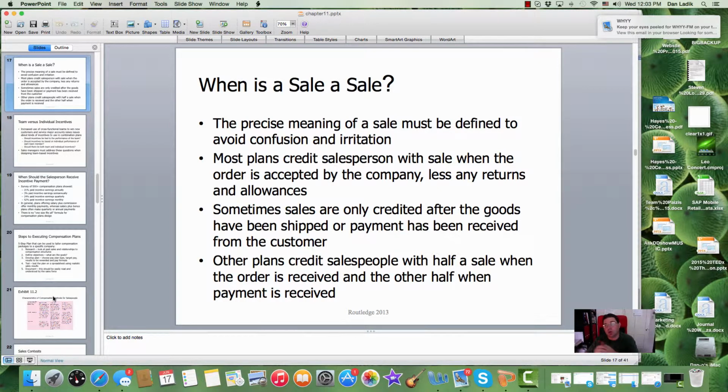This is actually a big deal. When is a sale a sale? Because a lot of firms may credit someone for a sale, and within a 1 month time period they get their commission, yet it takes the client 90 days to pay, or if they don't pay at all, then those commissions have to be retroactively taken out of a future paycheck.